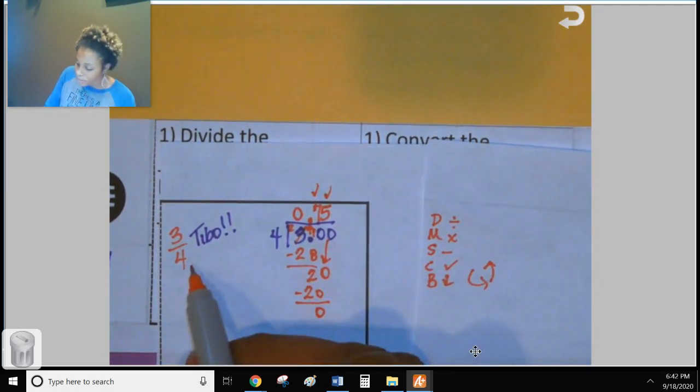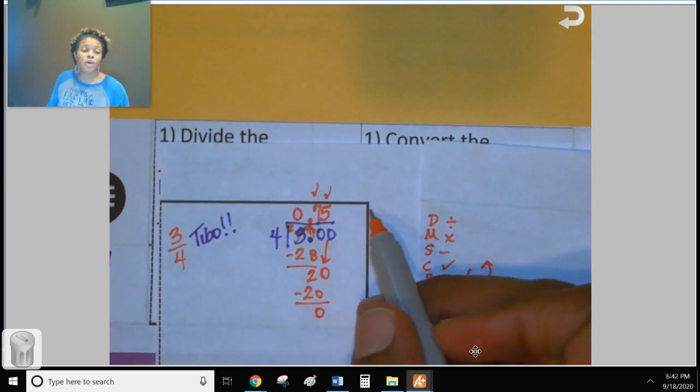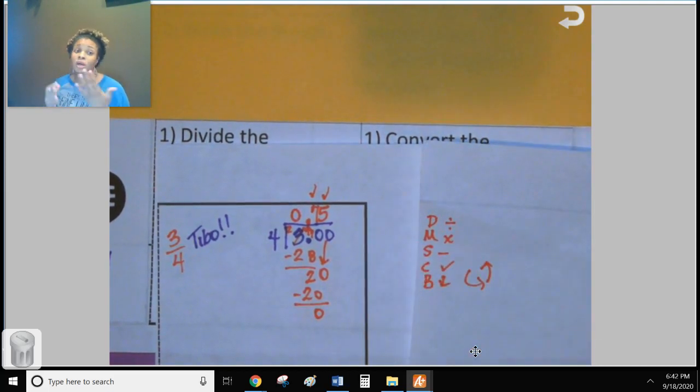So 3/4 is the same as 0.75, which we all should know because we think about quarters in a dollar. There are 3 quarters that make up a dollar. So 3 out of 4, right? 75 hundredths. 3/4 is 75 cents, 75 hundredths.